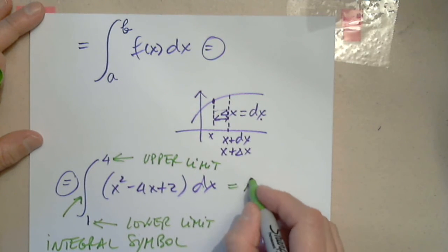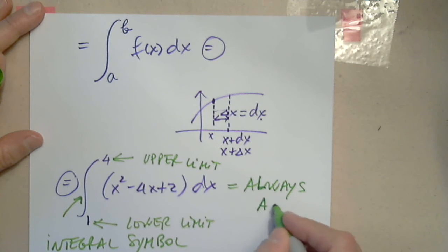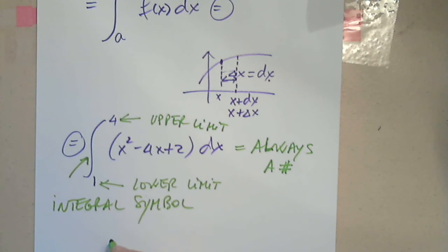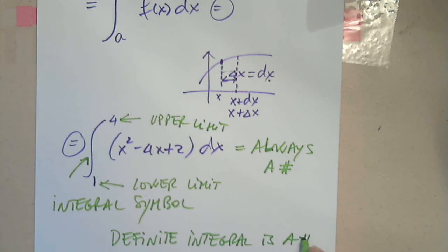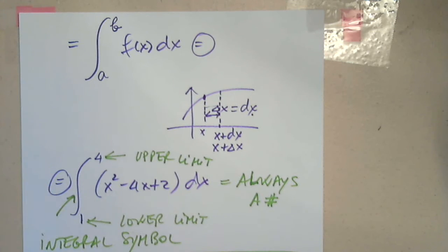And the answer is always a number. So a definite integral is a number. It's the area under the graph between 1 and 4.